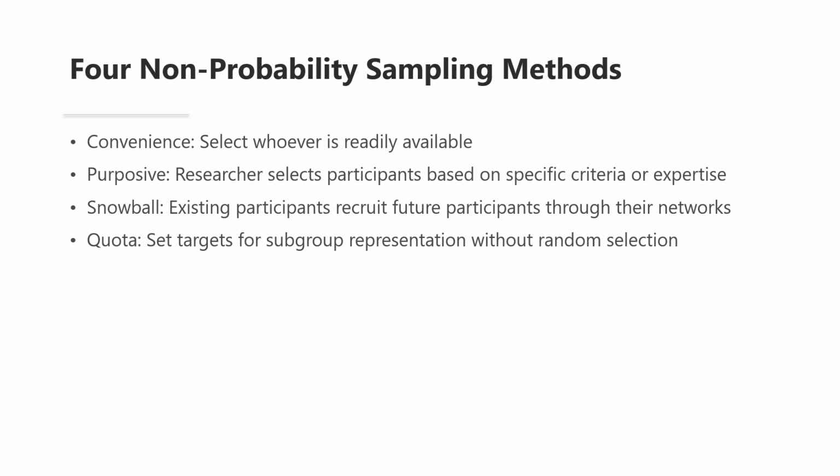Quota sampling sets specific targets for the number of participants from each subgroup to ensure diversity in the sample. For example, a researcher might set a quota of 50 males and 50 females for a study of nutrition behaviors. Unlike stratified sampling, quota sampling does not use random selection within the subgroups. The researcher simply recruits participants until each quota is filled. This provides some control over sample composition, but does not eliminate selection bias within subgroups.